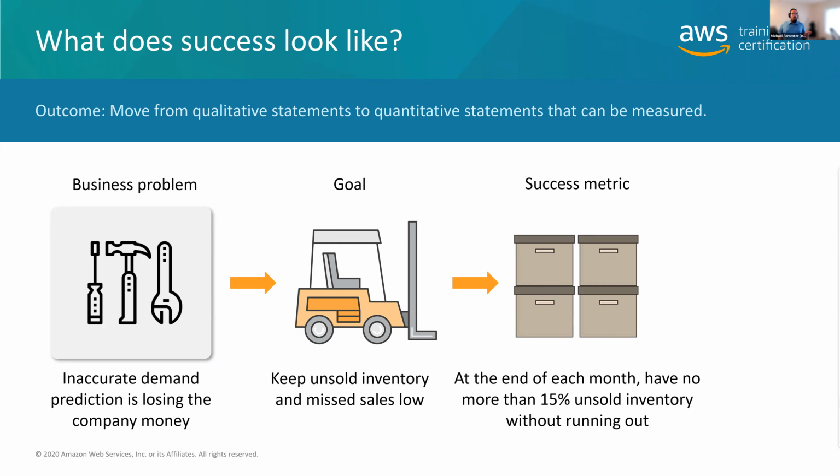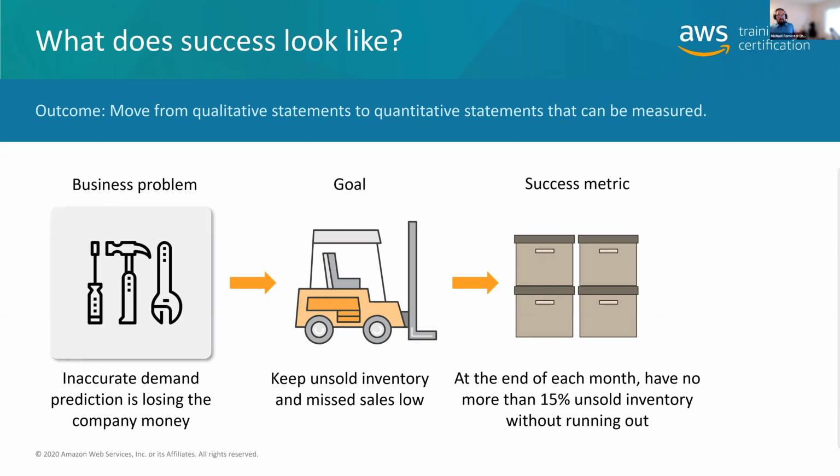So we want to move from qualitative statements like this, where the business problem is that we're missing opportunities because we're not making good predictions, either in terms of how we are stocking shelves, but also in terms of how we are making this available to customers. And so our goal is that we want to keep unsold inventory and missed sales low. That's what we're shooting for. We don't want to keep a lot of inventory, and we actually don't want to miss sales because we're not making cogent recommendations to our customers.